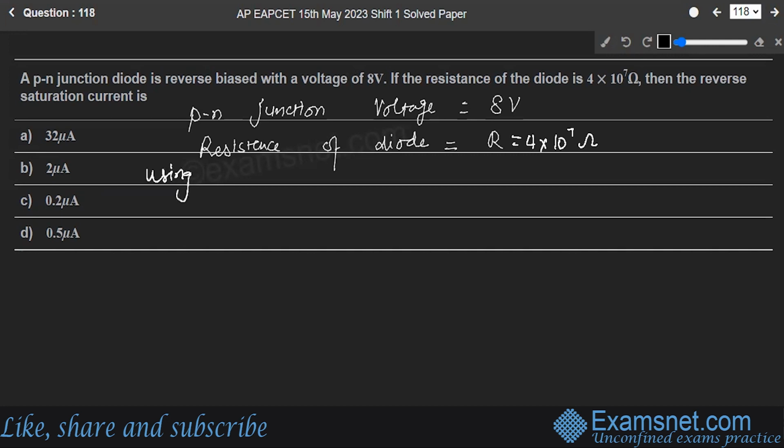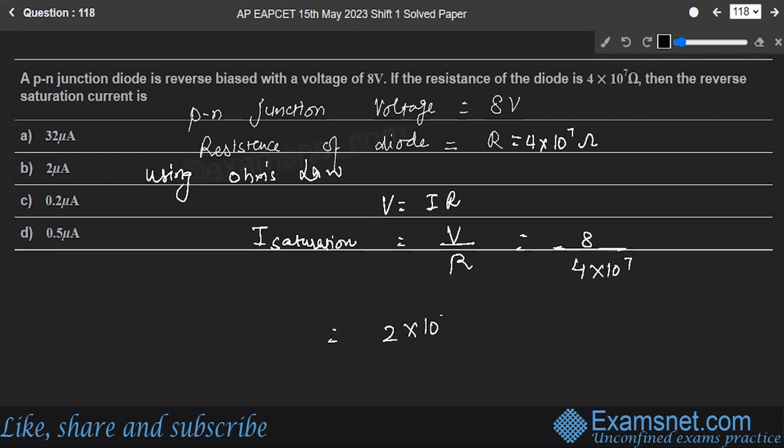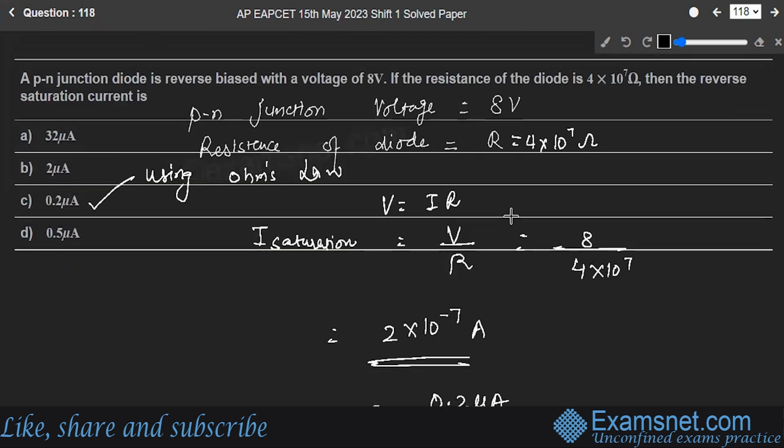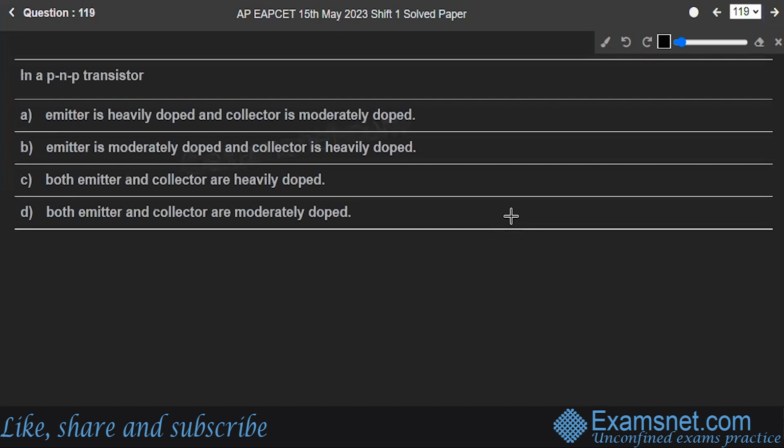So using Ohm's law, you have V is equal to IR. So I saturation, that is the saturation current, is given by this, or you have this is equal to 8 upon 4 into 10 power 7, which is 2 into 10 power minus 7 ampere, or I have the answer in microamperes. This will be equal to 0.2 microamperes. That makes option C the correct answer. Hope you understood this. Next is question number 119.